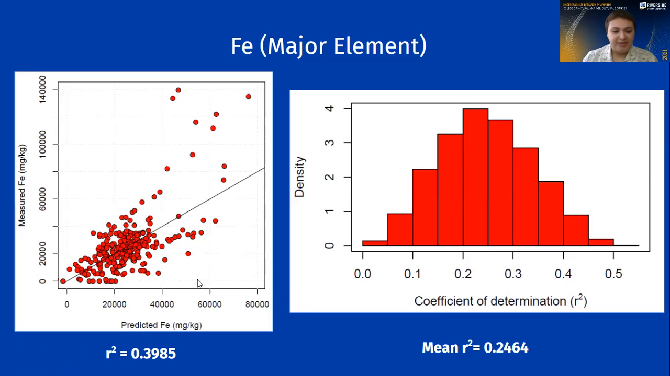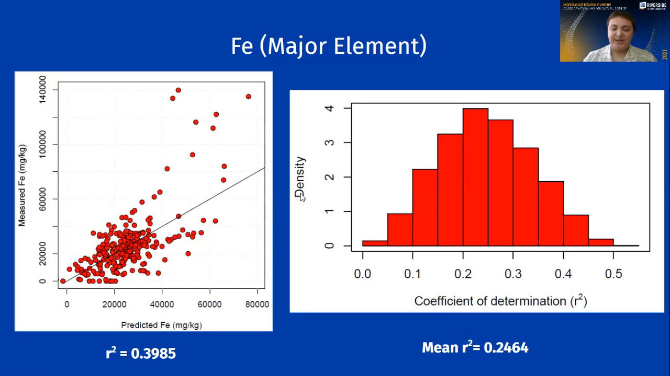texture, and the depth. So in this case, you can see that the predictions based on the model do pretty well on the lower concentrations of iron, but on higher concentrations of iron in the soil, they do not predict as well. And the R-squared value of 0.3985 means that 39.85% of the variation in the predicted iron is explained by variation in the soil color and those other independent variables I shared.